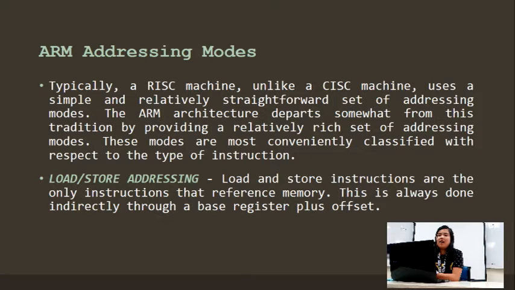A typical RISC machine, or reduced instruction set computing, unlike a CISC machine, uses a simple and relatively straightforward set of addressing modes. The ARM architecture departs somewhat from this tradition by providing a relatively rich set of addressing modes. Load or store addressing. Load and store instructions are the only instructions that refer to memory. This is always done indirectly through a base register plus offset.